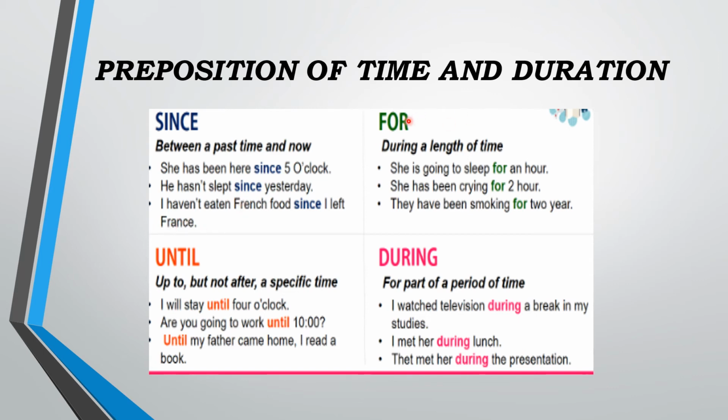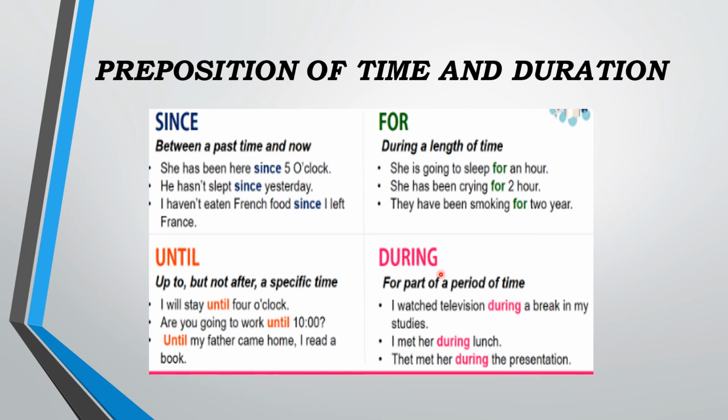Okay, moving on to the next example, for. During a length of time. It will denote a length of time. She is going to sleep for an hour. She has been crying for 2 hours. They have been smoking for 2 years. Then moving on to the next example, that is until. It specifies up to, but not after, a specific time. I will stay until 4 o'clock. What does it mean by? A person is going to stay there till 4 o'clock.